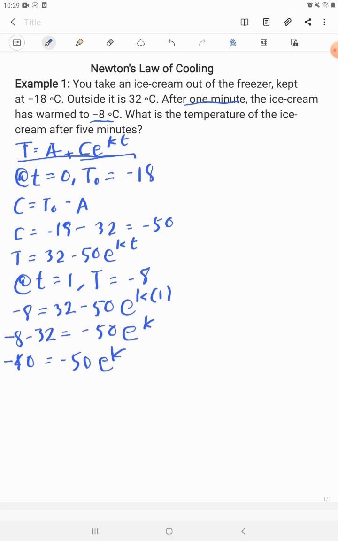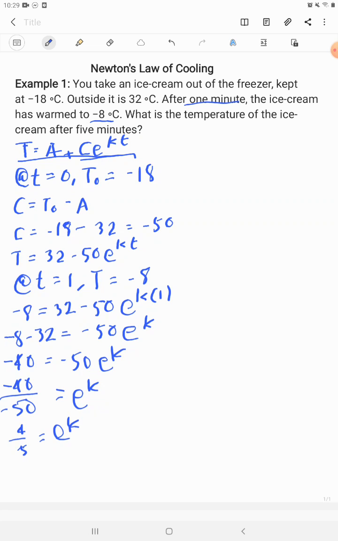And we divide everything by negative 50. So we have negative 40 over negative 50 equals e to the power of k. Of course, negative 40 divided by negative 50, at its lowest term, is 4/5. The negatives cancel, and this is e to the power of k.